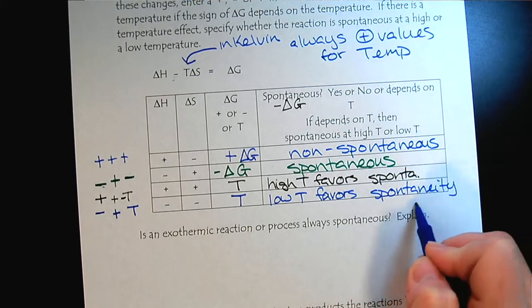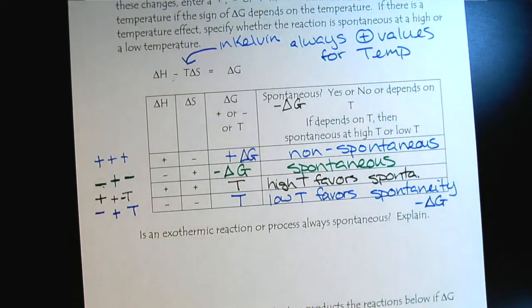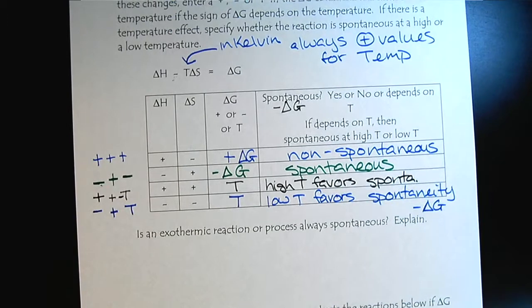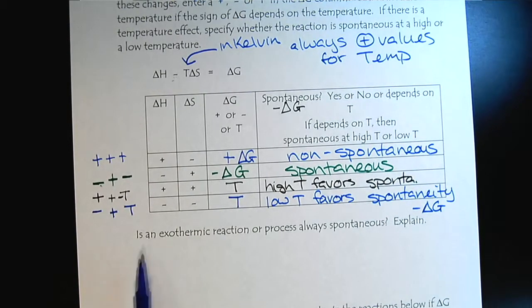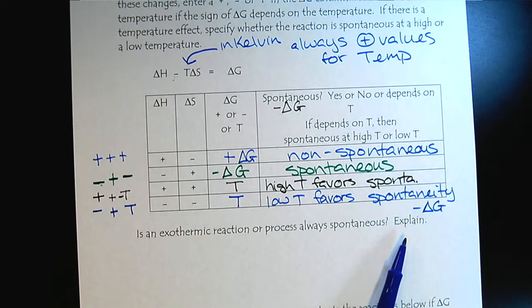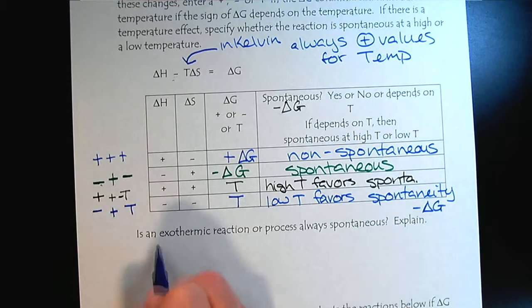Remember, a negative delta G is spontaneous. Okay, so let's check for some understanding here. Is an exothermic reaction or process always spontaneous? No. Let's look.